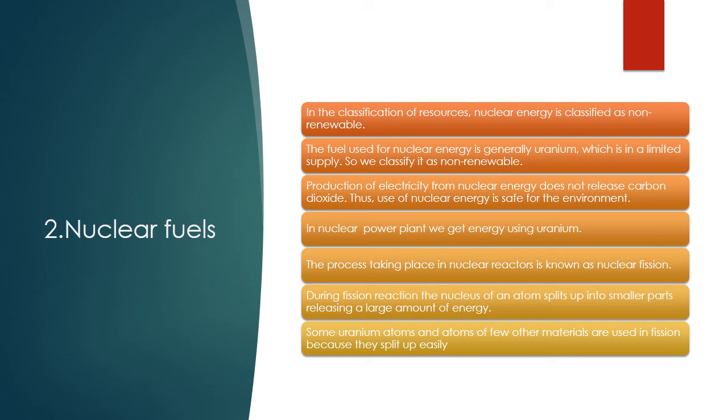In a nuclear power plant, we get energy using uranium. The process taking place in a nuclear reactor is known as nuclear fission. Please highlight this point. It is not nuclear fusion. The process that is taking place in a nuclear reactor is known as nuclear fission. During the fission reaction, the nucleus of an atom splits up into smaller parts, releasing a large amount of energy. Some uranium atoms and atoms of a few other materials are used in fission because they split up easily.